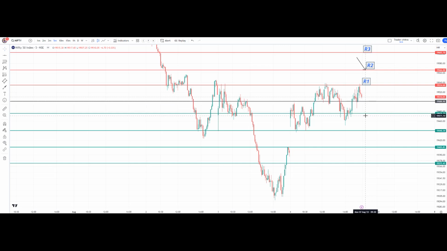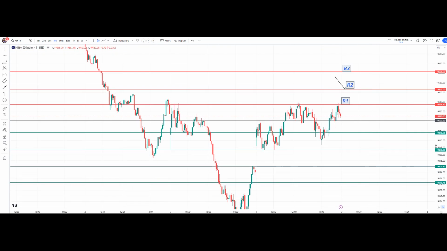Nifty can take support at 19,475. After that, the next support will be here. That is the 4th August support, that is 19,440. After that, the next support will be 19,405. Then 19,372. So those who are doing intraday trading can note down these levels. So these are the major resistance and support levels for Nifty.